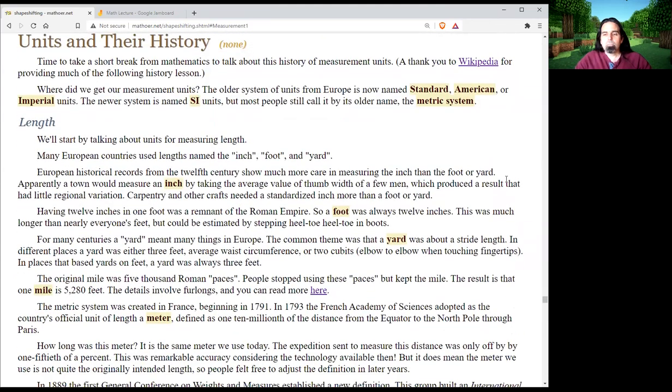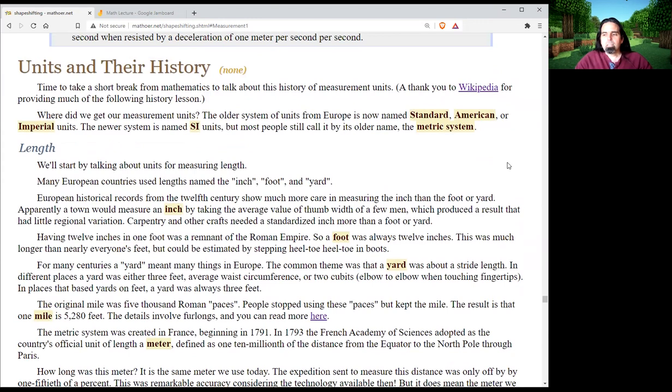Okay, so we have these measurement units, and what are we going to do with them? Where did they come from? The older system from Europe is now named the standard, the American, or the imperial units. You can call them whichever name you want. The newer system is officially the SI, System International, but most people still call it the metric system because that's the older name. And we are lazy and use the old name.